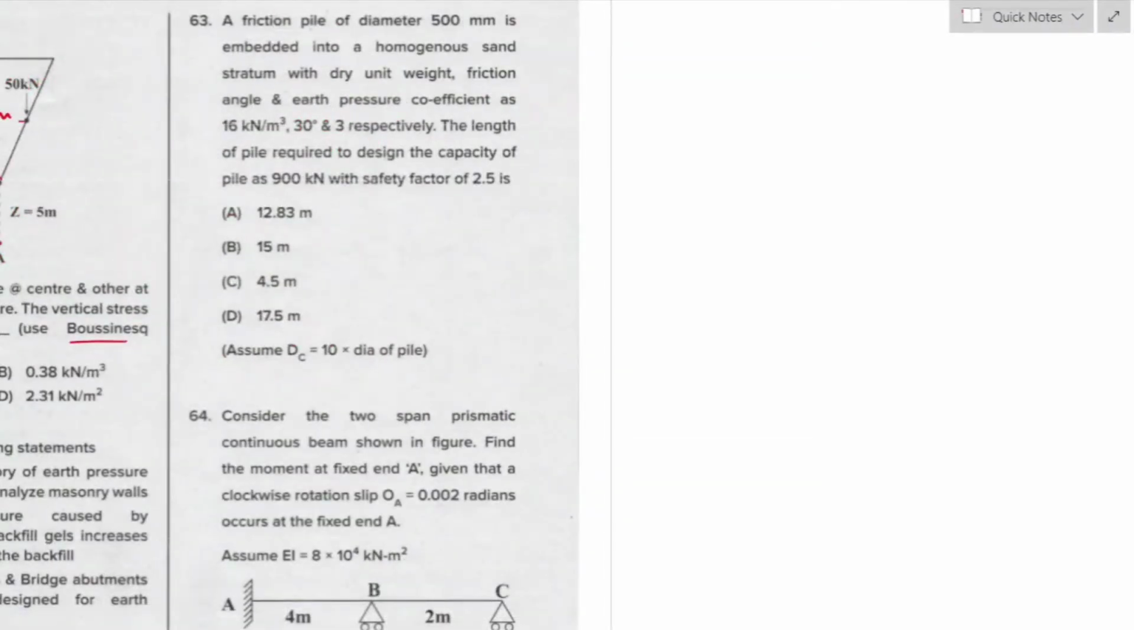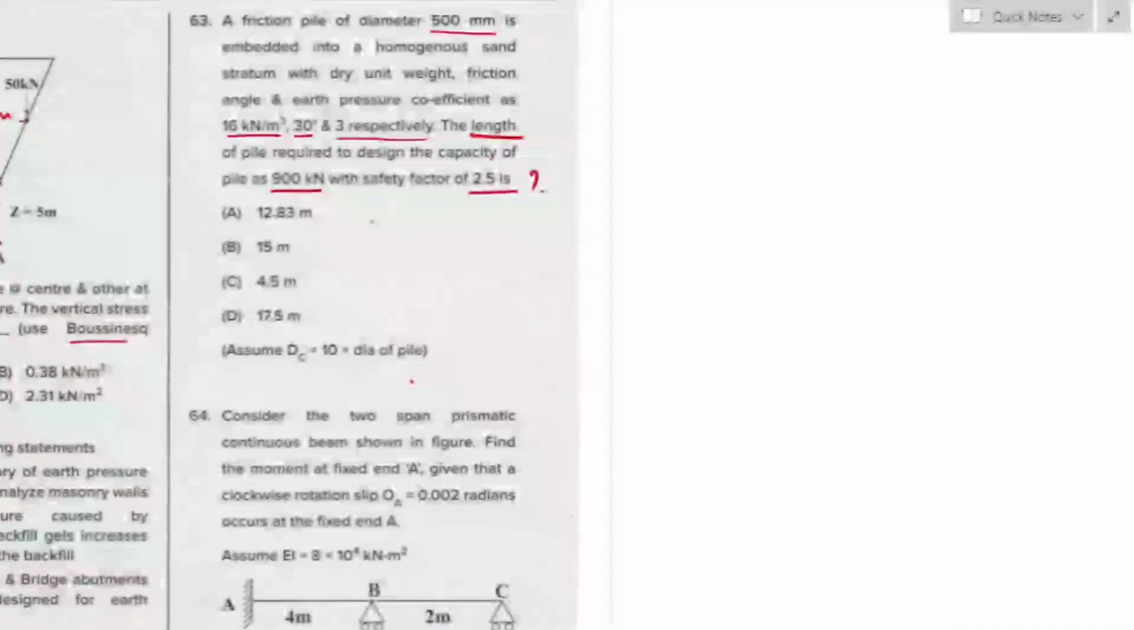63. A friction pile of diameter 500 mm is embedded into a homogeneous sand stratum with a dry unit weight, friction angle and earth pressure coefficient as 16 kN per meter cube, 30 degree and 3 respectively. The length of the pile required to design capacity of 900 kN with a safety factor of 2.5 is. So we have to determine the length of the friction pile.